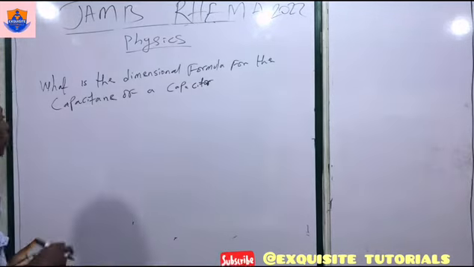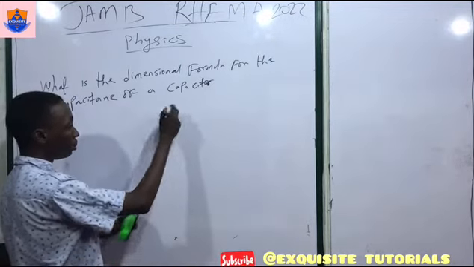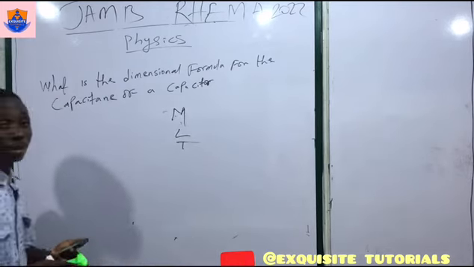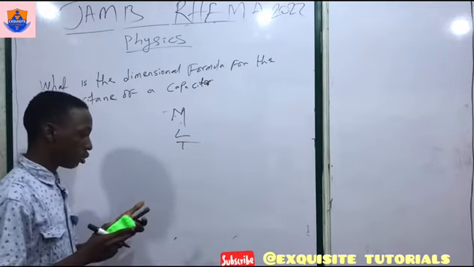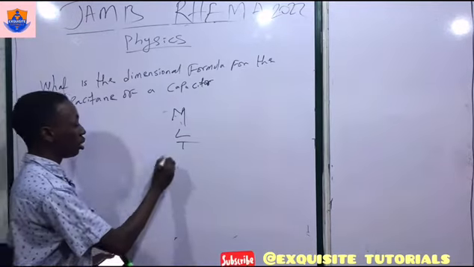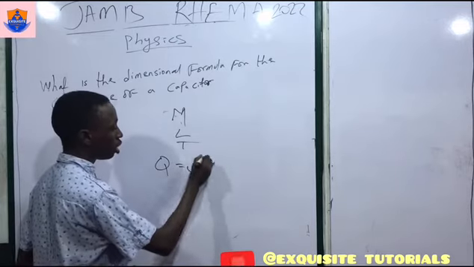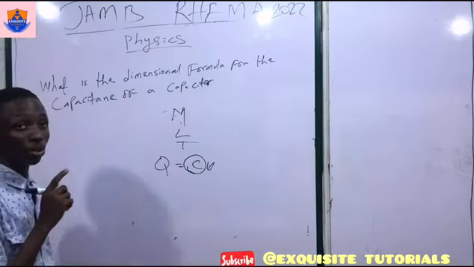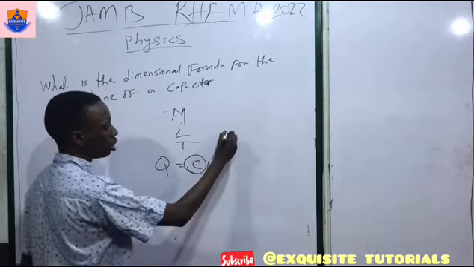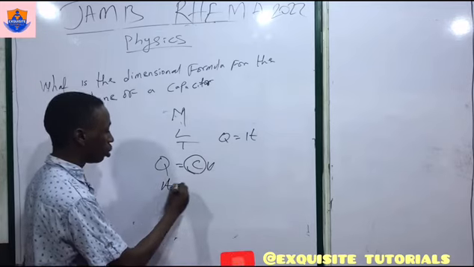Okay, we must be very used to dimensions, where we know that the major dimensions we have are the M, the L, and the T. Now, to find the dimension of stuff like this, we need to know our base formula. Let's say we have this formula, Q equals to CV. We're looking for the dimension of C. And we already know that Q is equals to IT, while V is the voltage. So IT is equals to CV.